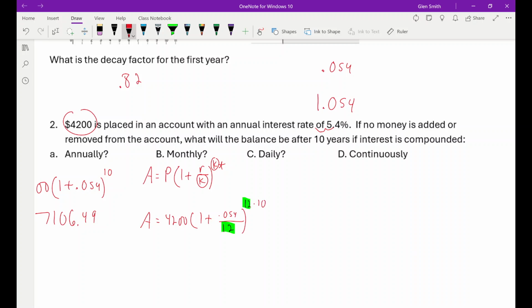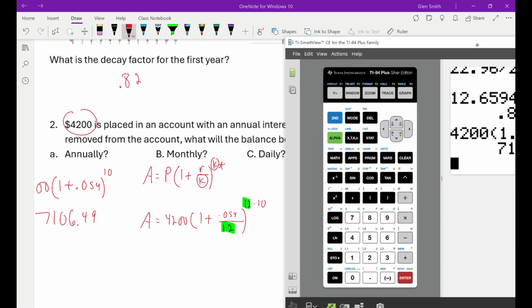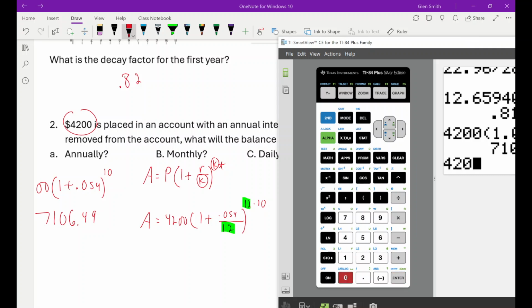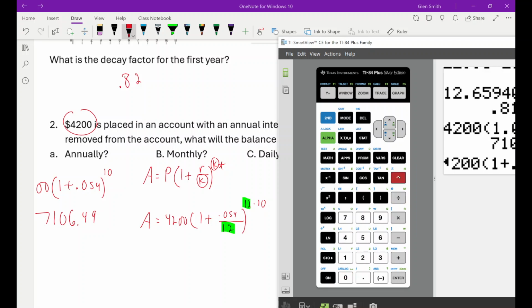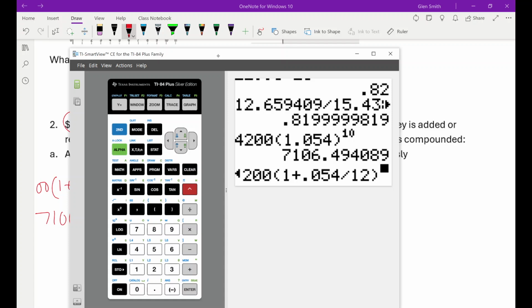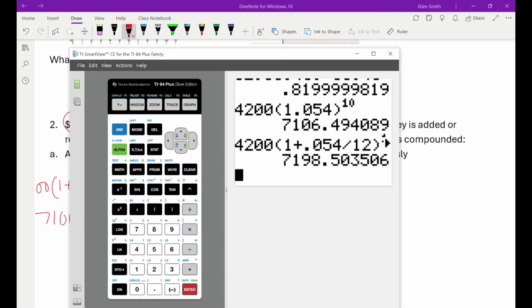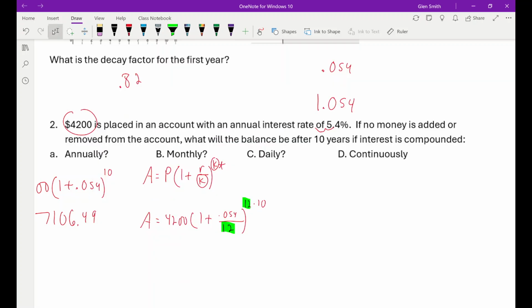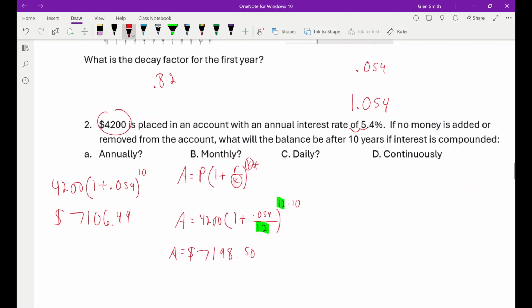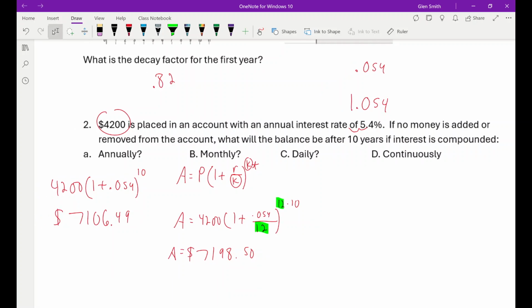And we're just going to drop that into a calculator and make it do all the heavy lifting for us. So we're going to do 4,200 times 1 plus 0.054 divided by 12, close that parenthesis, raised to the 12 times 10. That's going to tell me 7198.50. Okay, so you see it's very similar to when it's compounded annually, but we get $92 more essentially if it's compounded monthly.